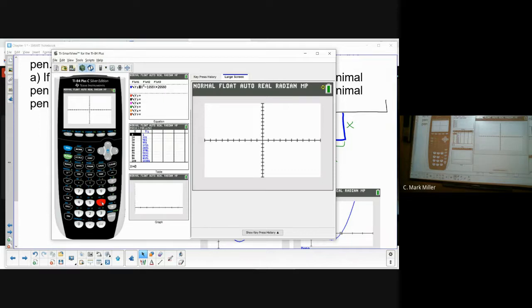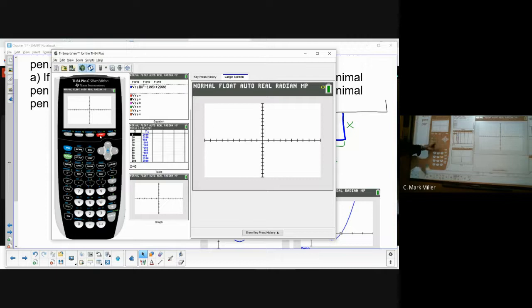Let's graph that. What happened? This is where I get a hand in the middle of the test. "Mr. Miller, my calculator's broke." Right?